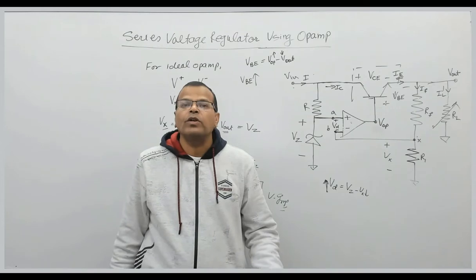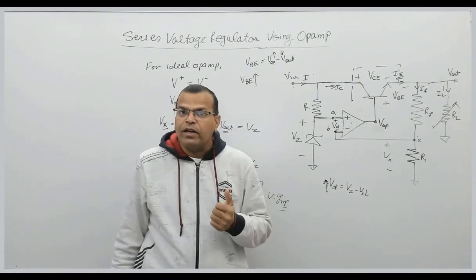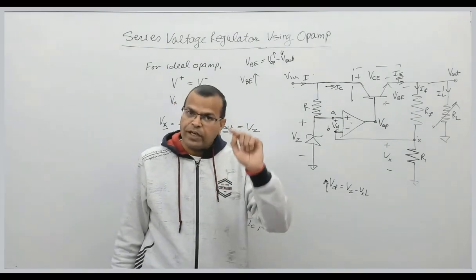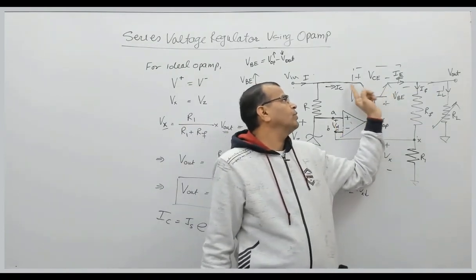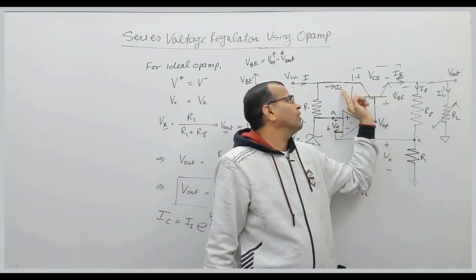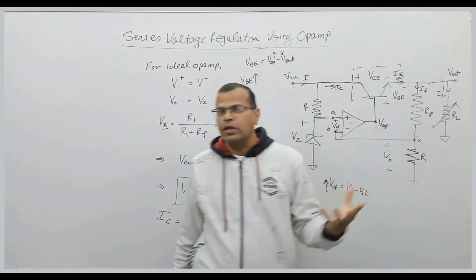In other words, voltage will be maintained at constant level. It reduced because of reduction in load resistance, but it increased because of this feedback mechanism, due to increase in base to emitter voltage, due to increase in collector current, due to increase in load current.